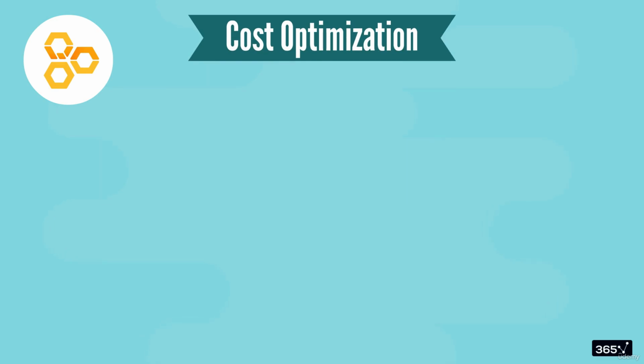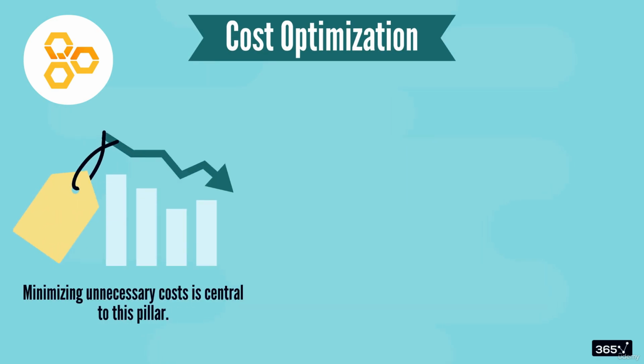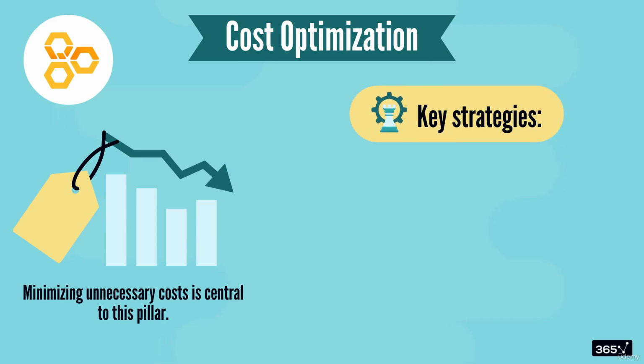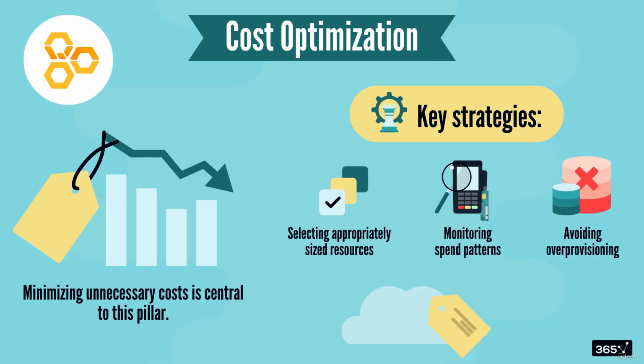4. Cost optimization. Minimizing unnecessary cost is central to this pillar. Key strategies include selecting appropriately sized resources, monitoring spend patterns, and avoiding over-provisioning. If you're not careful, cloud costs can spiral quickly.